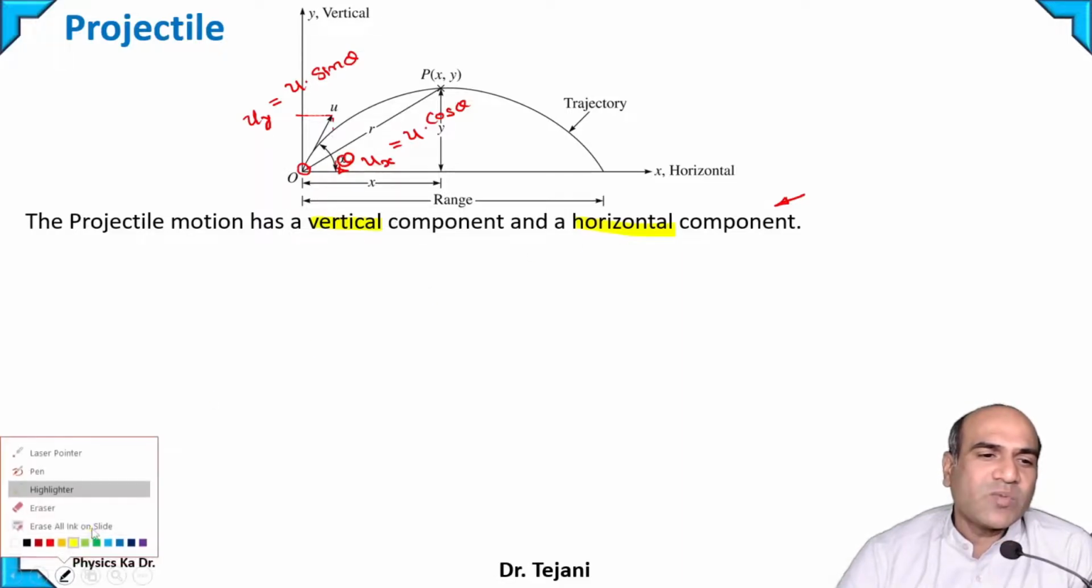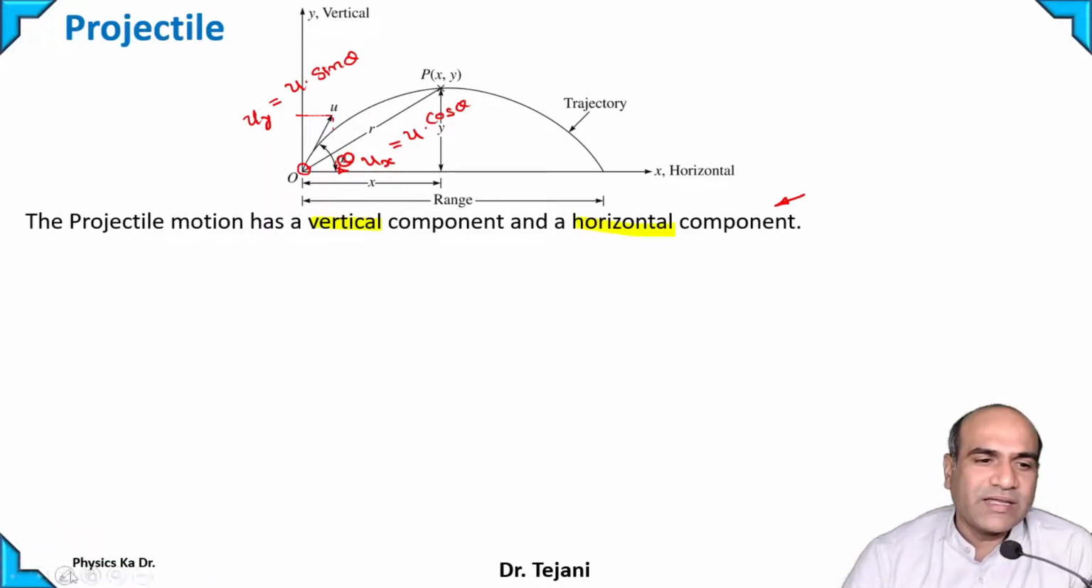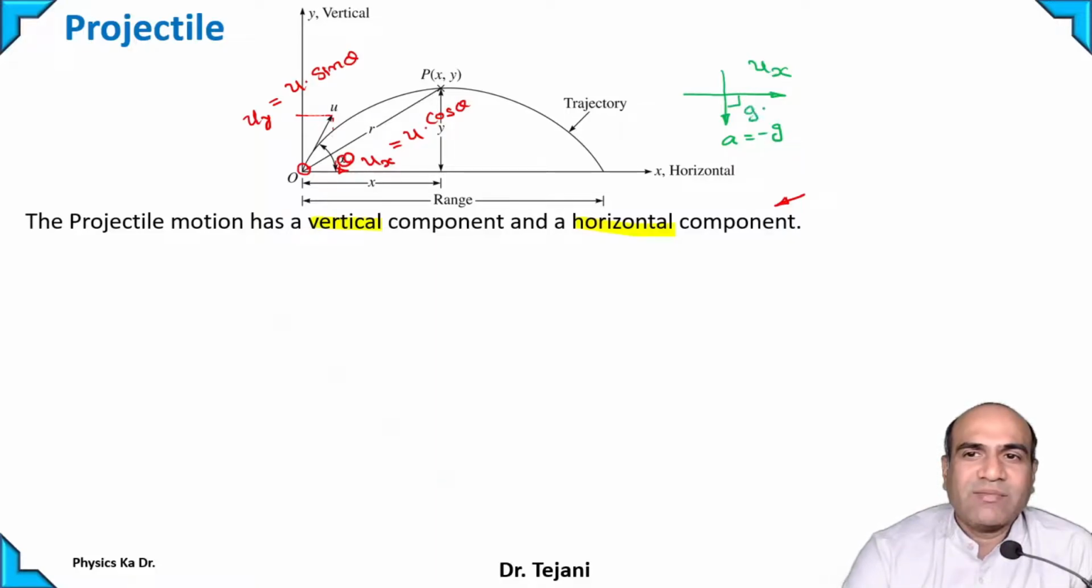When we talk about these two components, let us discuss again. When the object has horizontal movement, suppose it is moving in the horizontal direction with ux, and it is subjected to acceleration, say a, because of gravity. But the angle between ux and this acceleration is 90 degrees, which means it does not affect ux. Therefore, ux remains constant.